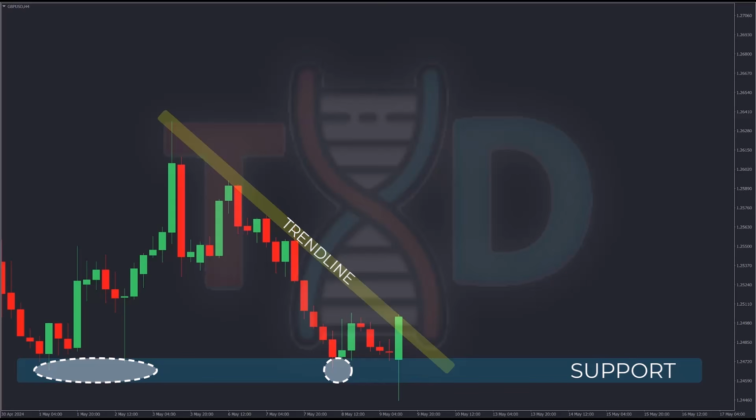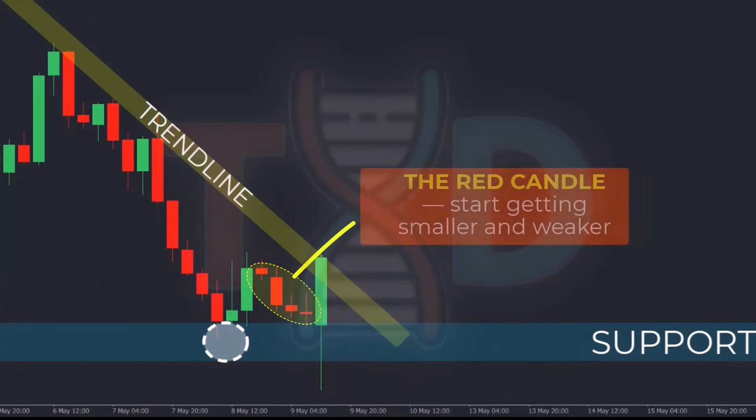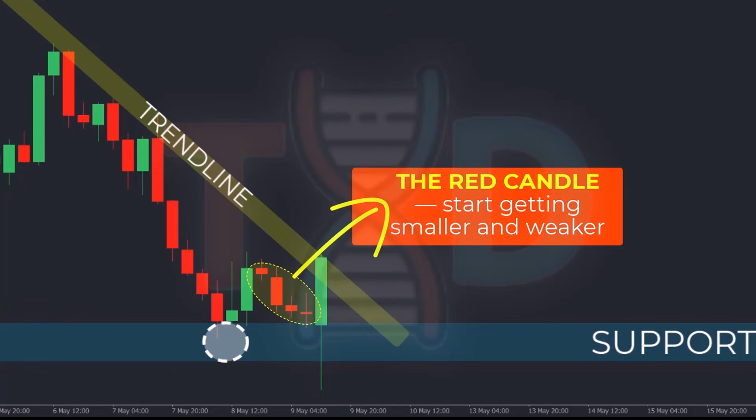Now listen, this is where smart traders get excited. You don't just jump in, you wait. You're looking for a candlestick confirmation that tells you it's safe to go in. And guess what? It starts happening. As the price moves toward the support zone, the red candles, the bearish ones, start getting smaller and weaker. That's your first signal. The sellers are running out of steam.